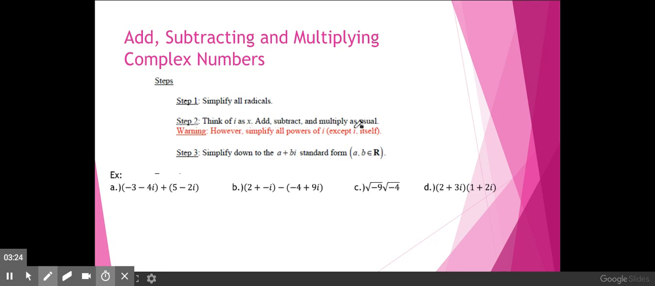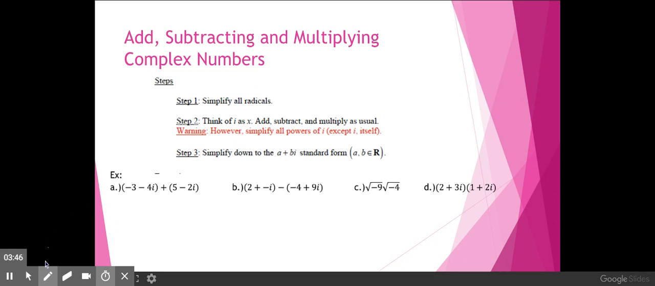Then step 2, we want to think of i as x. So we want to add, subtract, and multiply as usual. So in these, it's kind of like combining like terms. We're going to combine the real numbers and we're going to combine the imaginary numbers. We can't combine real with imaginary. They have to stay separate. And then finally, we want to simplify it down to the standard form, which is real plus the imaginary.